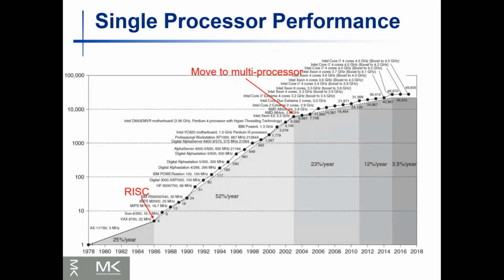Almost at the end, here are some graphs showing the different performance for different processors. You can see the performance keeps on improving, but with a different strategy of going for multi-core. This is the last single core. After that, all of these are multi-core CPUs.